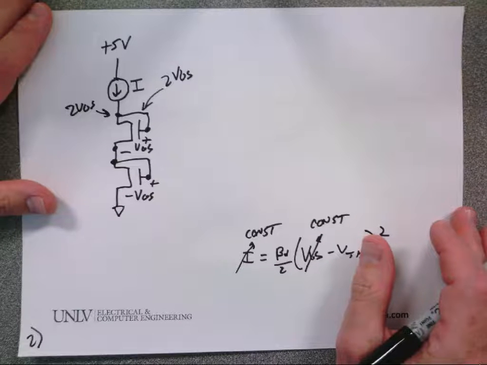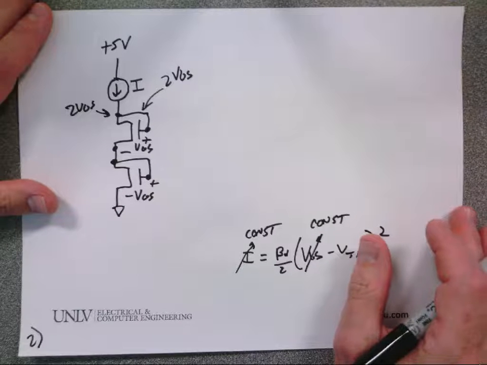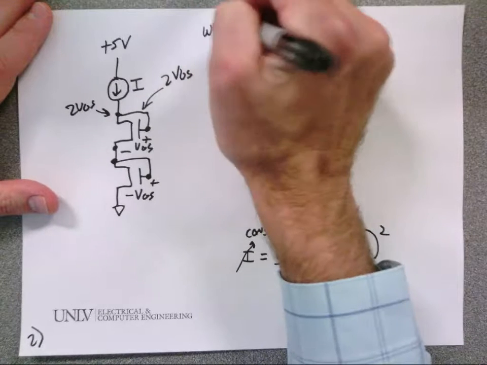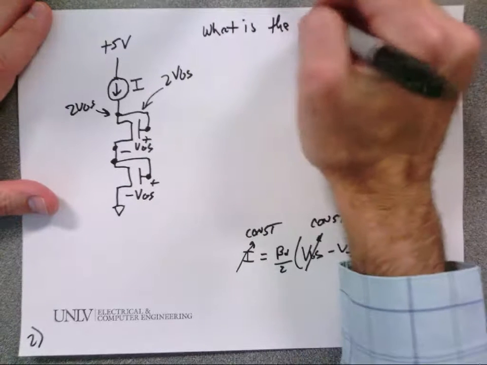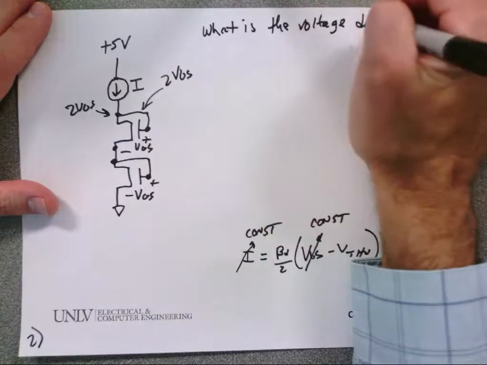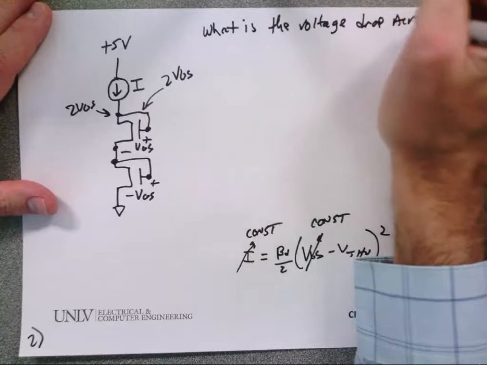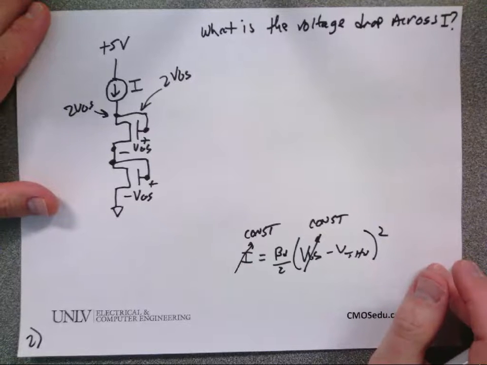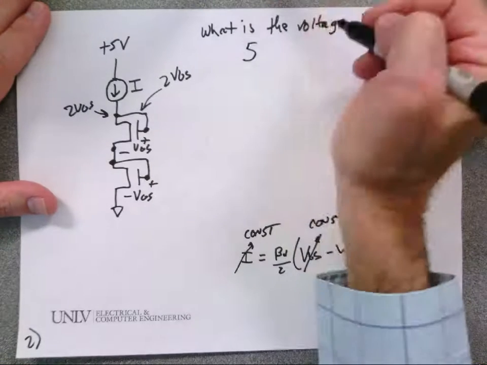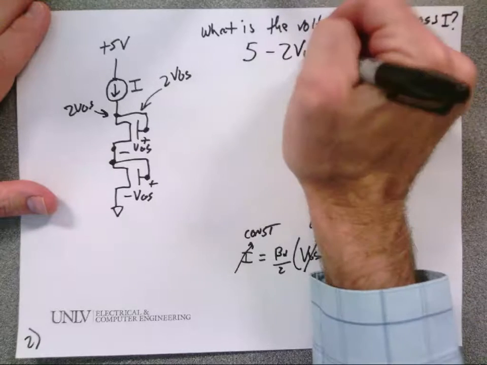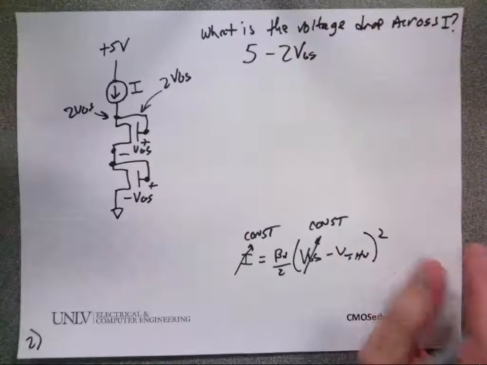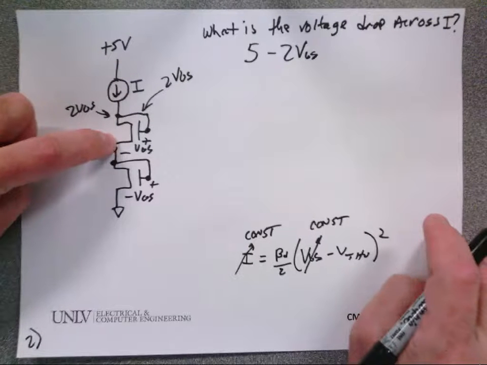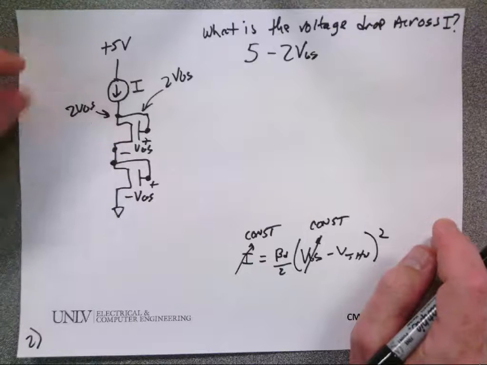All right. So now, if I ask you, what is the voltage across the current source? Five minus 2 VGS. Whenever somebody asks you what the voltage drop is, you look at one side and you subtract the other side, and that's the voltage drop. Is everybody cool with that? Anybody not follow that?